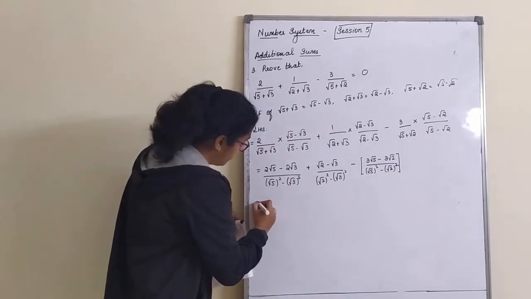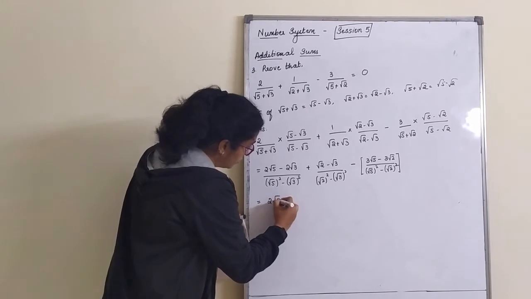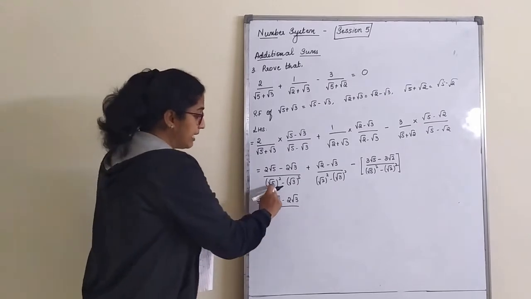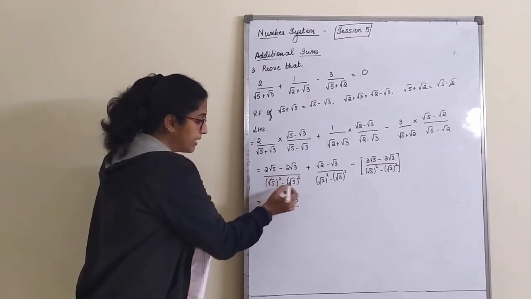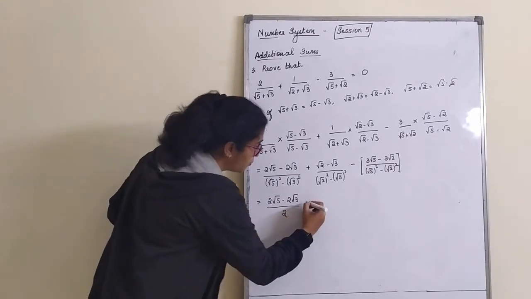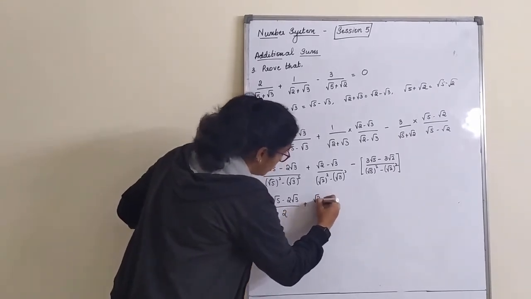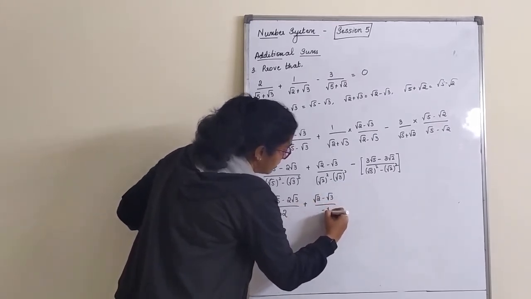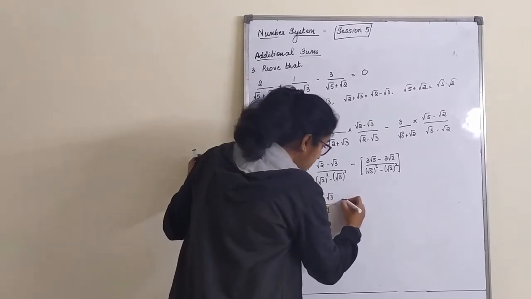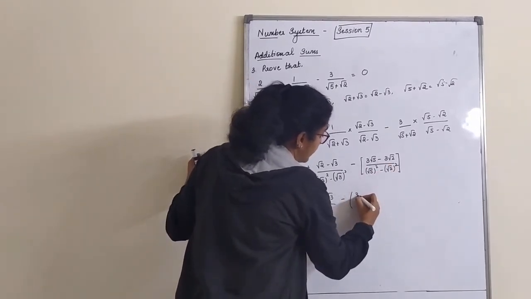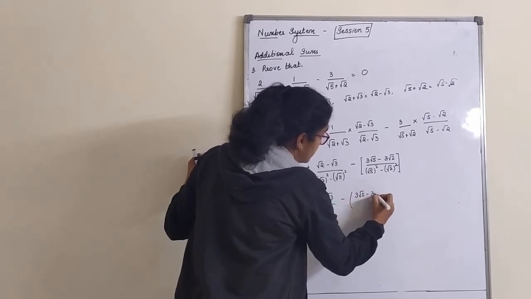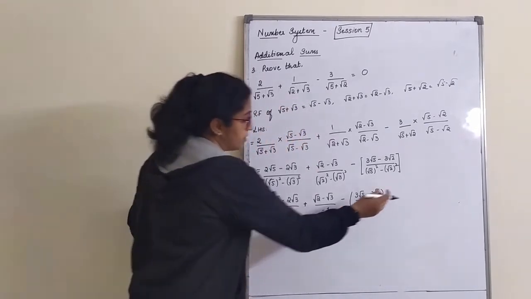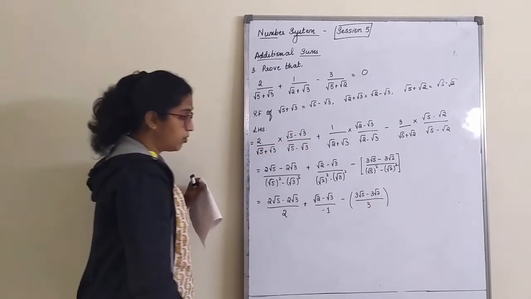Okay. So when we simplify this, what do you get here? 2 root 5 minus 2 root 3. Here I can skip one step and write directly. It is square and root will get cancelled. 5 minus 3 is 2, plus root 2 minus root 3 divided by 2 minus 3 is minus 1. Here keep minus as it is if you want. Now 3 root 5 minus 3 root 2 divided by 5 minus 2 is 3. Now, what is it here?